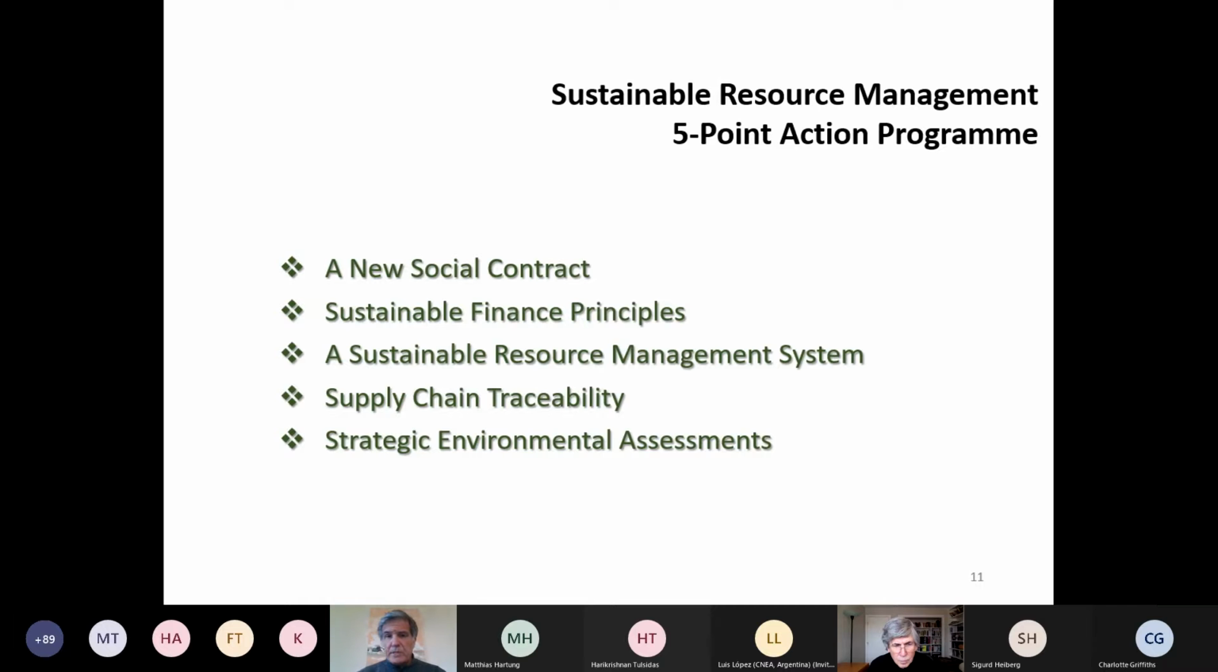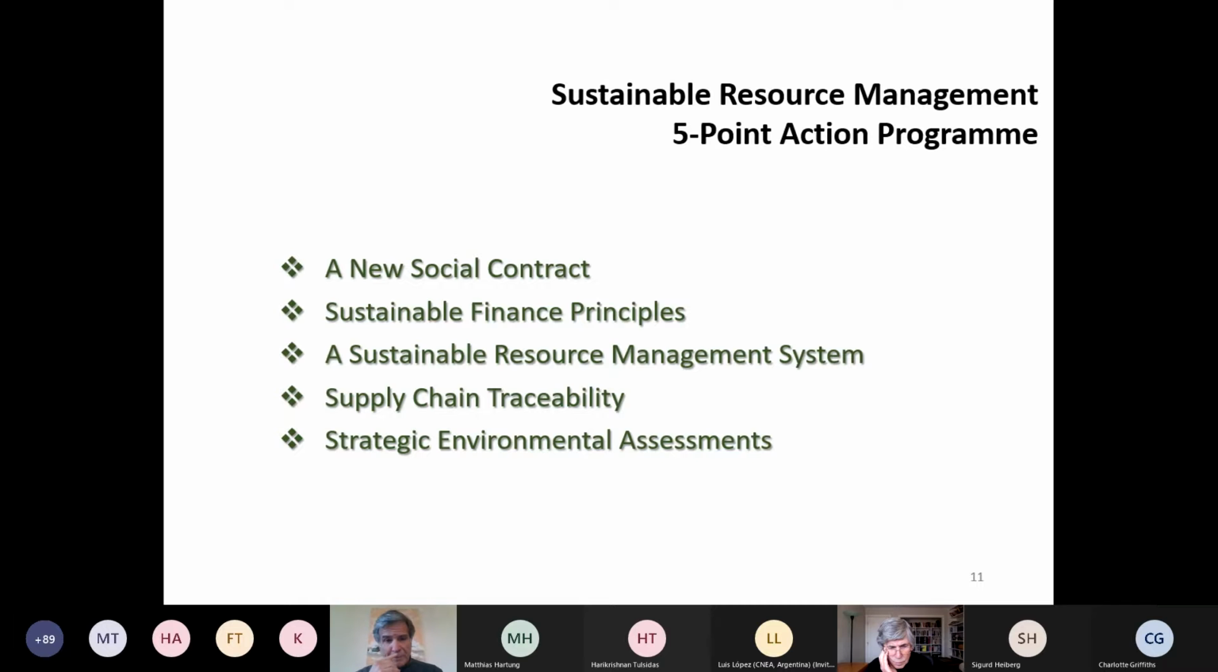The second part is sustainable finance principles and a sustainable finance taxonomy, if you will. Getting the investment community to understand what requirements need to be met in order for resources to be developed, and to have that conversation as part of the financing package.